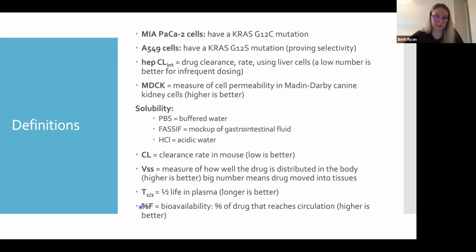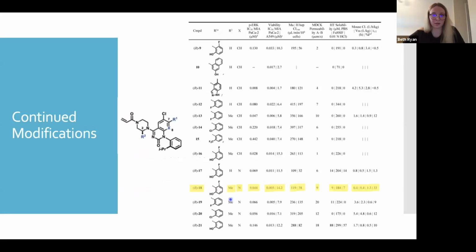And then lastly, very important, is this %F, which is the bioavailability. That just means the percentage of the drug that actually reaches circulation in your body. So a higher number is better. So how much of the drug after you take it orally gets into your bloodstream and is available to do its job and make it into cells and target RAS. So you want a higher percentage of the drug to actually survive that journey into your bloodstream and subsequently into your tissues. So this is the remainder of this giant table.